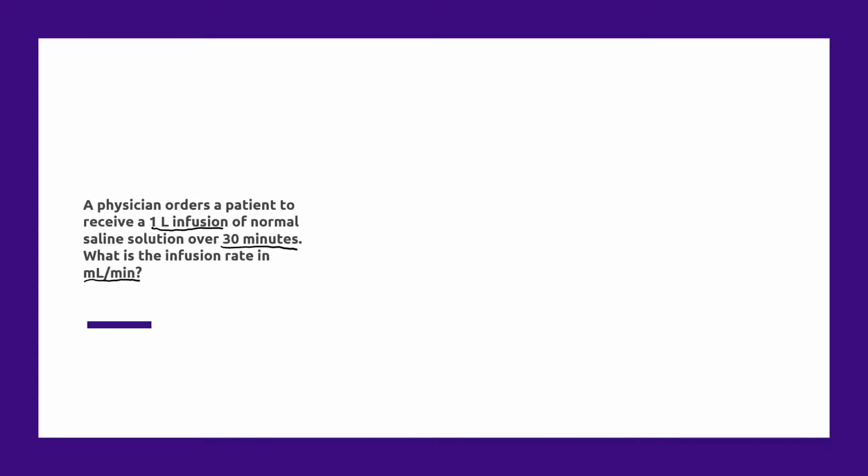When you're preparing for the PTCE, you definitely need to memorize all of your metric unit conversions, and you need to know that 1 liter is equal to 1,000 milliliters. Now this is pretty straightforward because we're dealing with 1 liter, so we already know that's equivalent to 1,000 milliliters. Now we're going to give that over 30 minutes, so all we need to do now is figure out how many milliliters that is per minute.